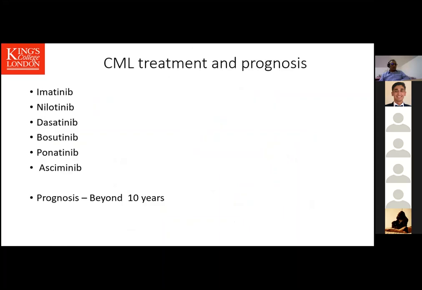Now we have got further TKI inhibitors, the second, third, and the fourth generation of TKI inhibitors. We just possibly need to remember the name or just know the name. And the prognosis, because of these TKIs, the prognosis has gone beyond 10 years, and many patients are looking for cure even after stopping the drug.